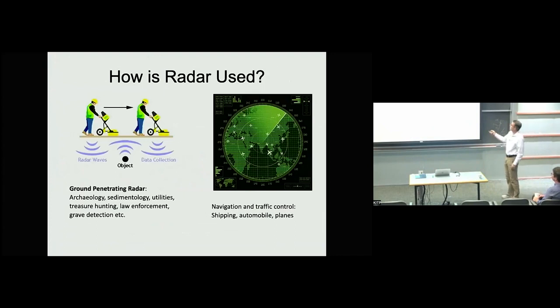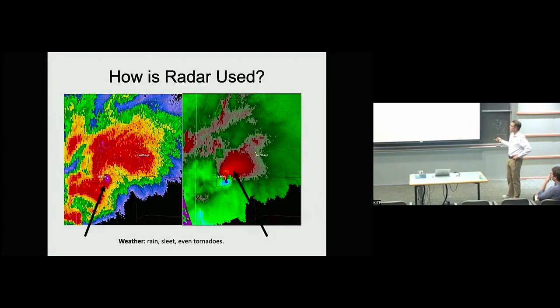Now, how is radar used? Radar, for example, is used in ground penetrating radar, archaeology, sedimentology, utilities, treasure hunting, law enforcement, grave detection, navigation, traffic control, shipping, automobiles, planes. It's used extensively commercially. It's used, for example, in weather. For example, here's a tornado signature with tornadic debris.